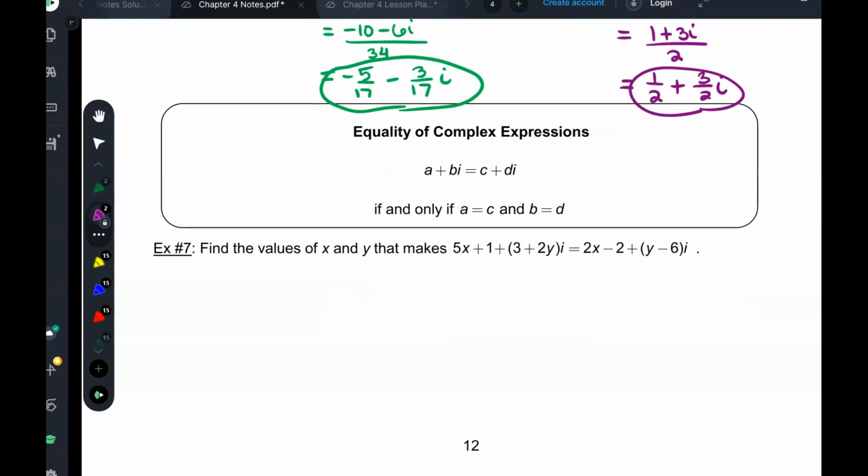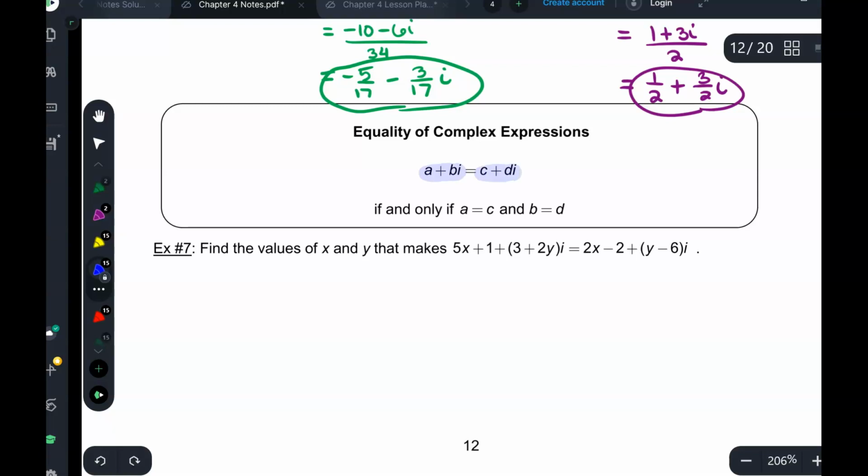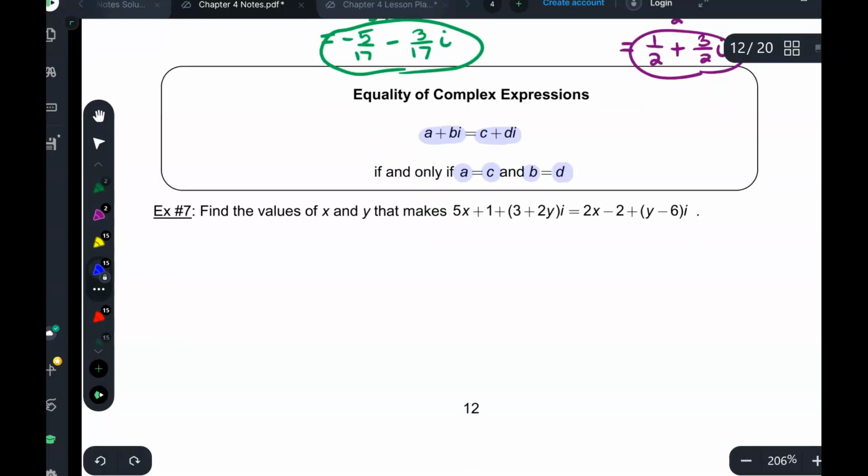Okay, last one, find the values. So complex expressions. Basically, if these two are equivalent to each other, then that means a equals c and b equals d. So here I have an equation. It says (5x plus 1) plus (3 plus 2y)i equals (2x minus 2) plus (y minus 6)i. So basically what we want to do is make the real parts equivalent and the imaginary parts, or their coefficients, equal.